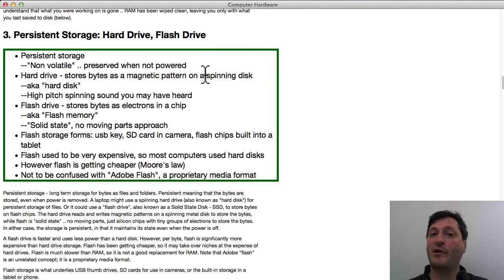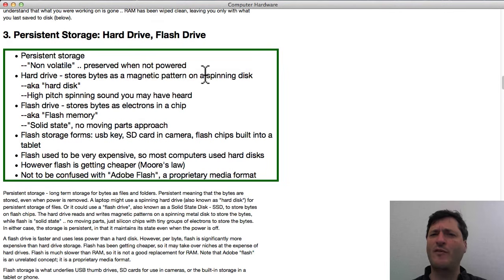The main thing about persistent storage is that it's a big area of bytes, but when you remove the power, the data stays there. For the longest time, persistent storage in computers has been done with a hard drive. A hard drive has a spinning disk in it, and there's a little head that writes magnetic patterns on the disk to record zeros and ones and store data.